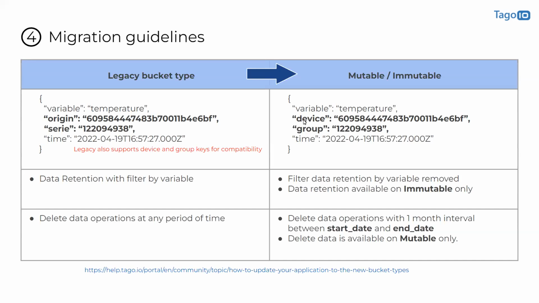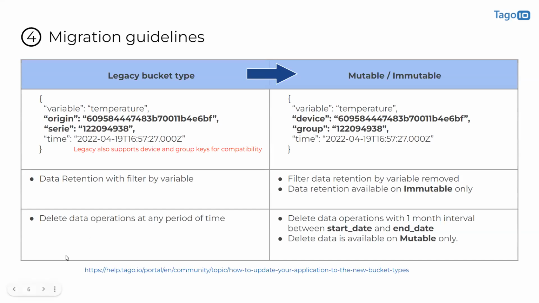So if you go right now and get any register for your legacy bucket, you will see that you will receive both the Siri and the group, and the origin and the device. So you have all the 4 parameters available. And this is done that way so you can start migrating your analysis first, and then you migrate your devices.